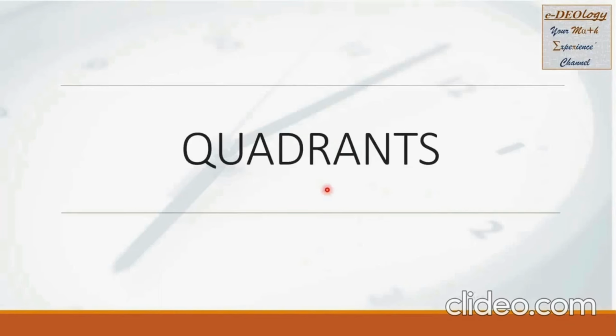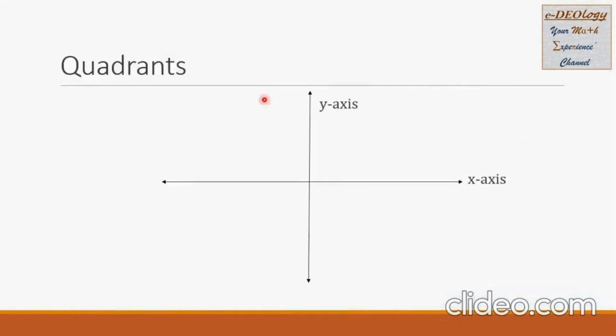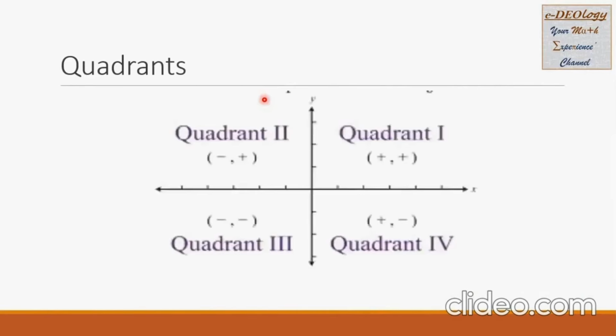Let's proceed with the quadrants. The rectangular coordinate system is actually divided into 4 quadrants. This is the first quadrant. In the first quadrant, all the points here have ordered pairs with positive x-coordinate and positive y-coordinate.